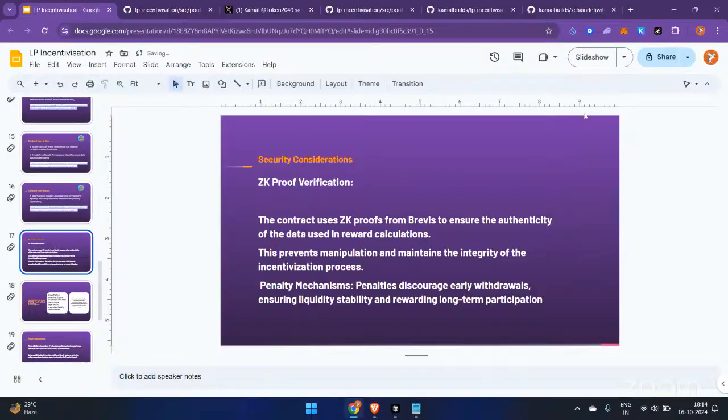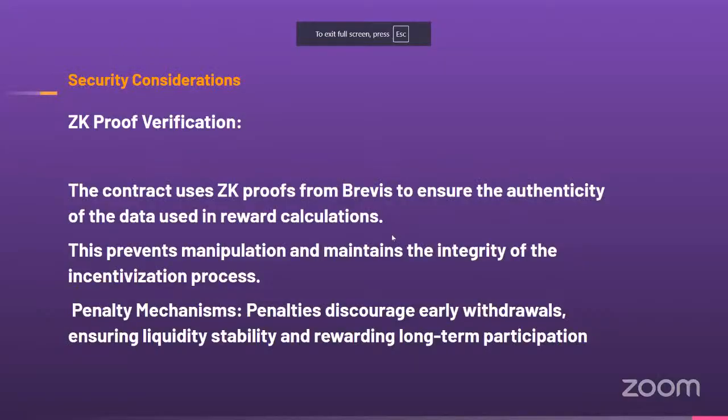The security considerations. For the security considerations, we have ZK proof verification. The contract uses ZK proofs from Brevis, as said, to ensure the authenticity of the data used in the reward calculation. This prevents manipulation and maintains the integrity of the incentivization process, so that an external actor cannot manipulate the incentivization process in the smart contract. All that is handled through the ZK proofs from Brevis. And then we have the penalty mechanism.